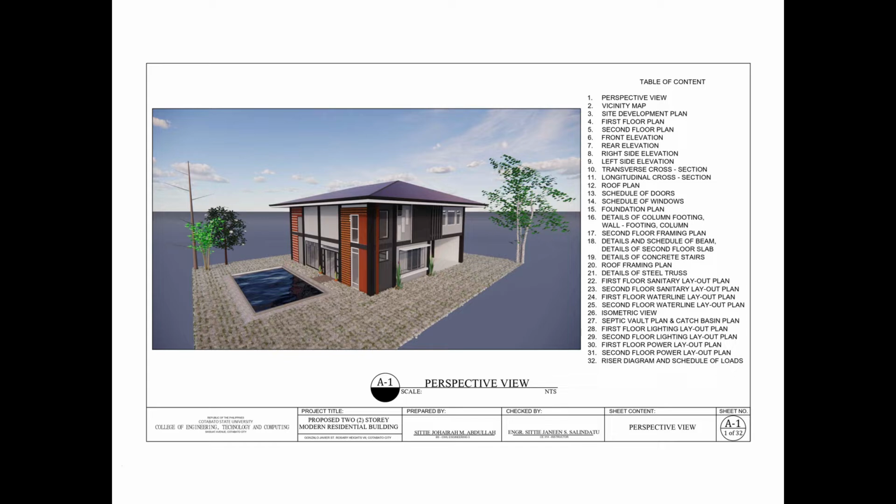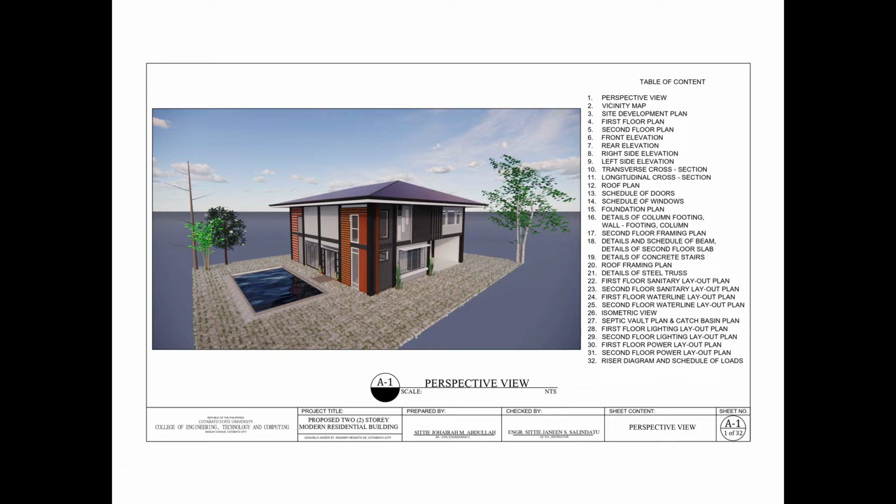So my proposed two-story modern residential building is composed of four plans: the architectural plan, the structural plan, plumbing plan, and electrical plan. And each plan has different plans also. So let's discuss first the first plan, the architectural plan, which is the perspective view.